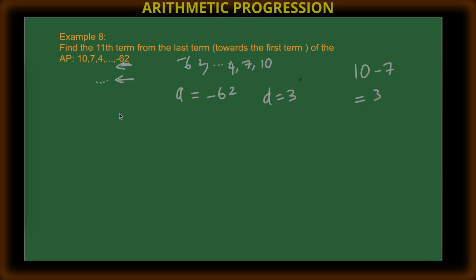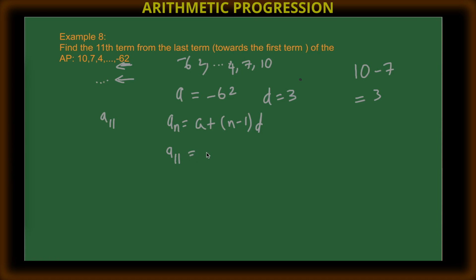So what is being asked? We need to find the 11th term, which is A11. We have a formula with which we can identify the nth term: an is equal to A plus n minus 1 into D. So let's try to replace here. We need to find A11, the 11th term.